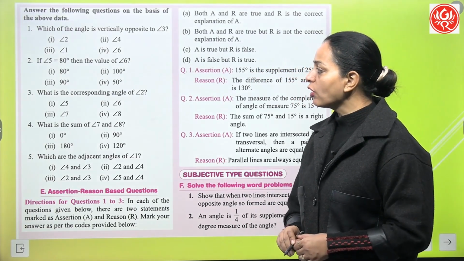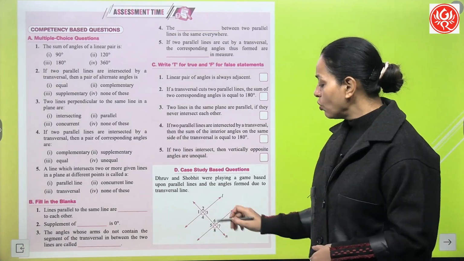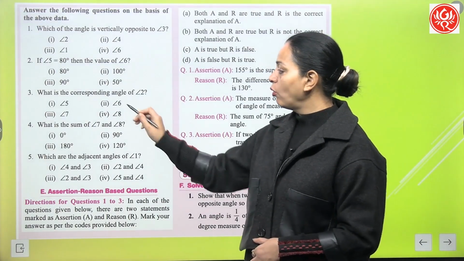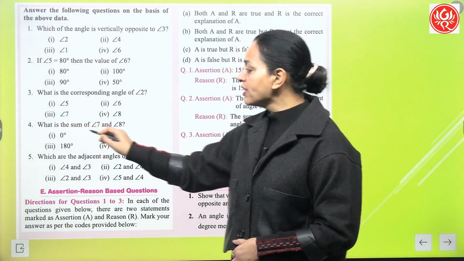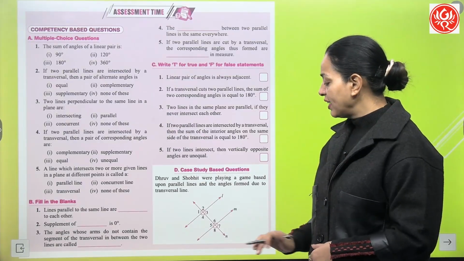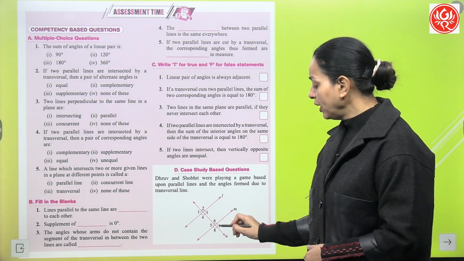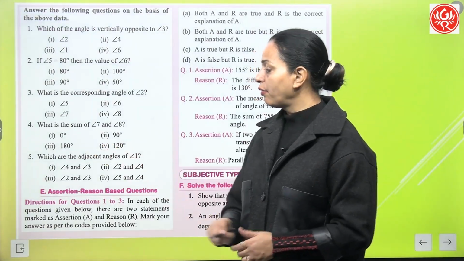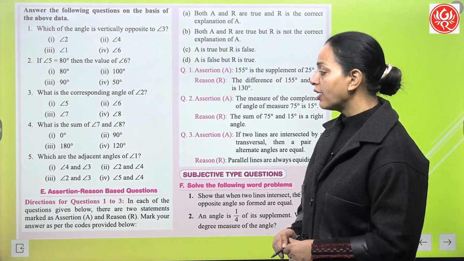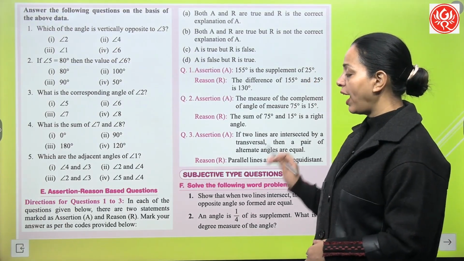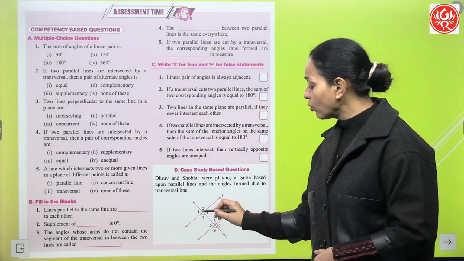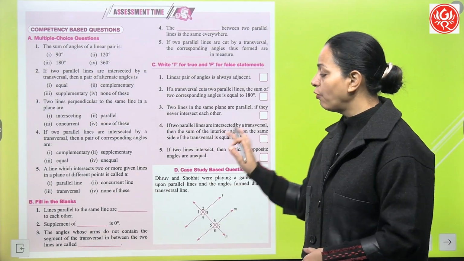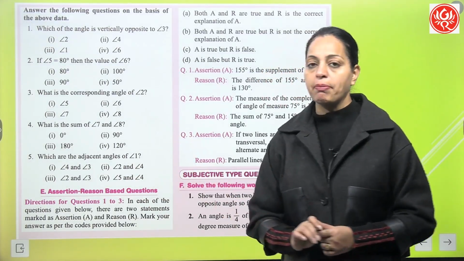The third one, what is the corresponding angle of angle 2? So angle 2's corresponding angle is angle 6. Okay. Now the fourth one, what is the sum of 7 and 8? 7 and 8, they are forming a linear pair, so their sum is 180 degrees. Right? The fifth one, which are the adjacent angles of angle 1? Which angles are adjacent to 1? That is 2 and 4. Okay? So second part, right?